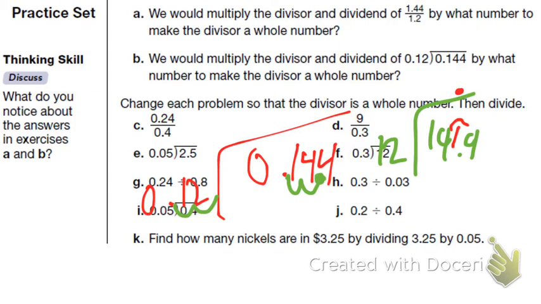Oh, this one's not asking us to solve. Actually, it's asking what number we're multiplying by. So if we moved our decimal 2 places to the right, that means 2 zeros, so it should be 100.